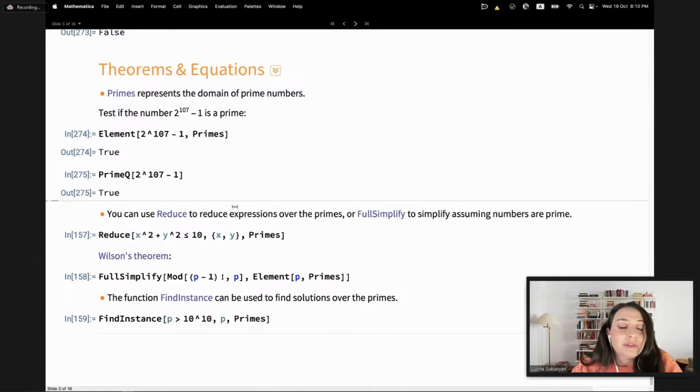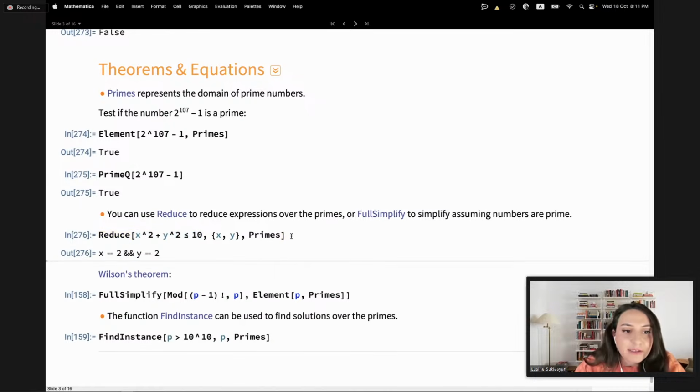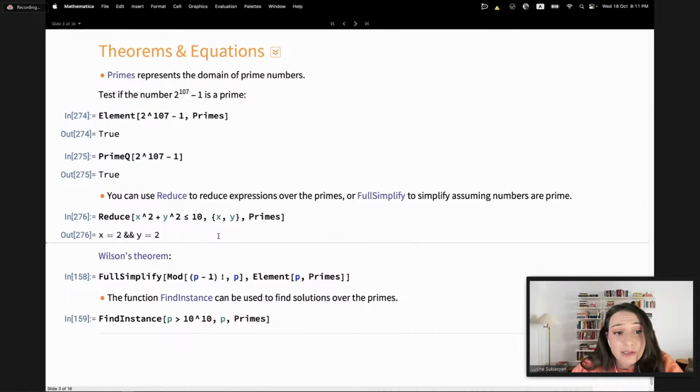Or there's a function Reduce, and we can use it to reduce expressions over the primes, or we can use FullSimplify to simplify expressions assuming numbers are prime. For example, here we have this inequality, and we can find solutions to it, which are prime numbers. In this case, 2 and 2 are solutions. Or we can simplify an expression over the field of primes. So we want to simplify this expression assuming that P is a prime number.